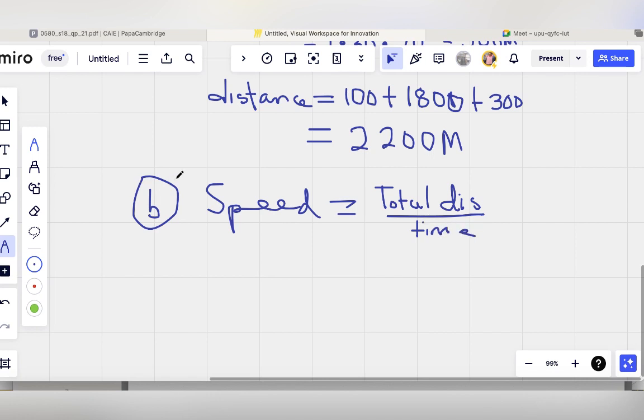Remember, this is average speed, not just speed. Average speed means all the distance the train covers, divided by the total time it takes. So all the distance is 2,200 divided by 130. What do you get?